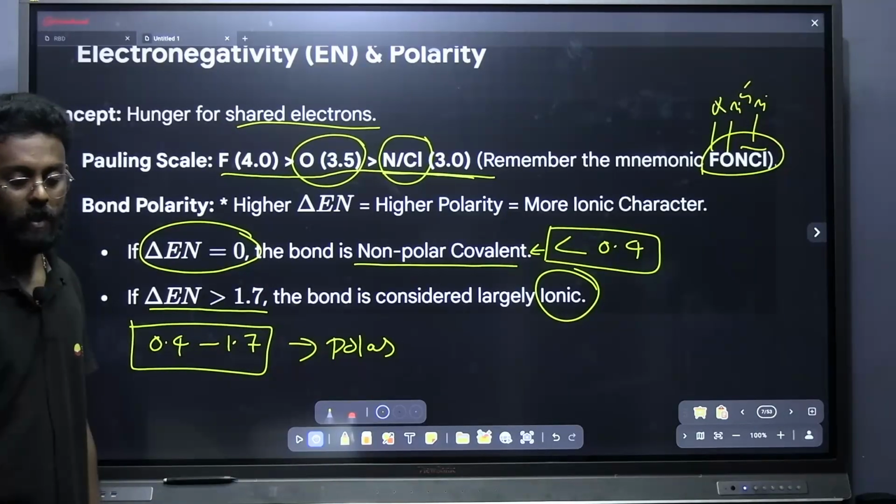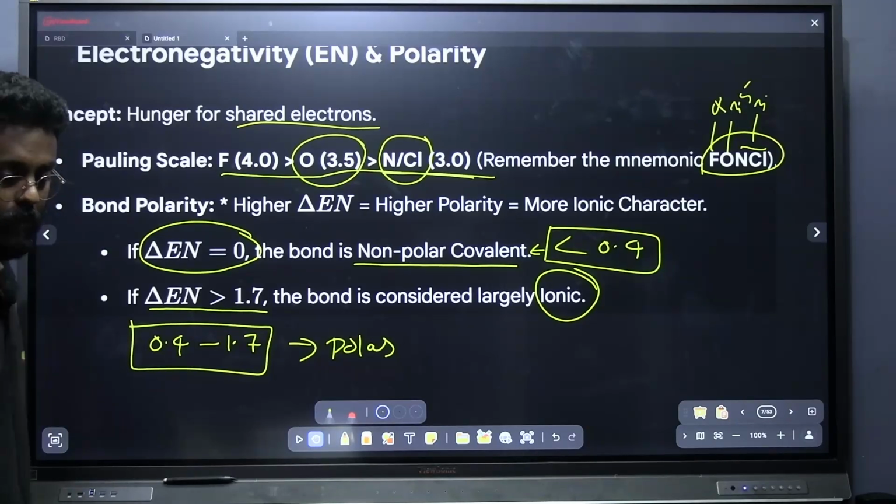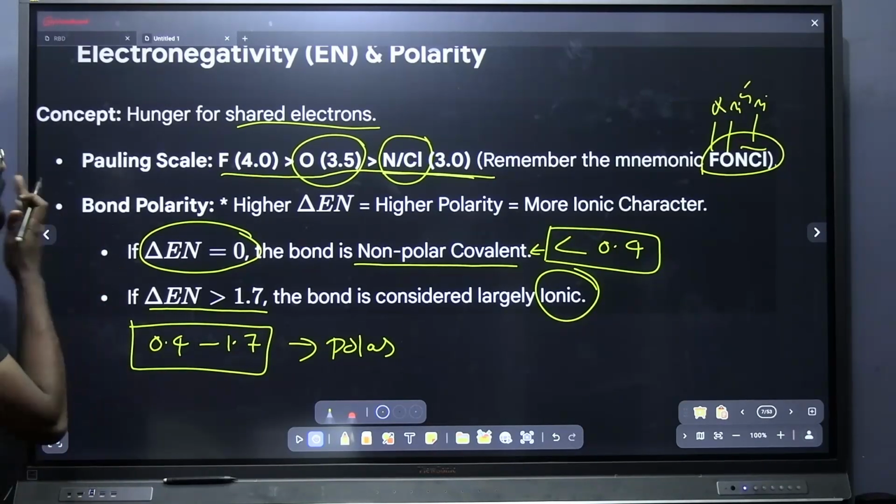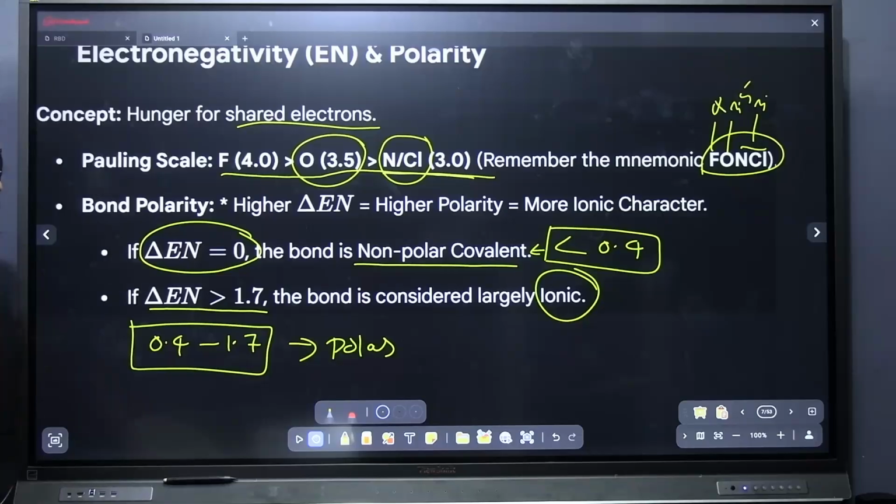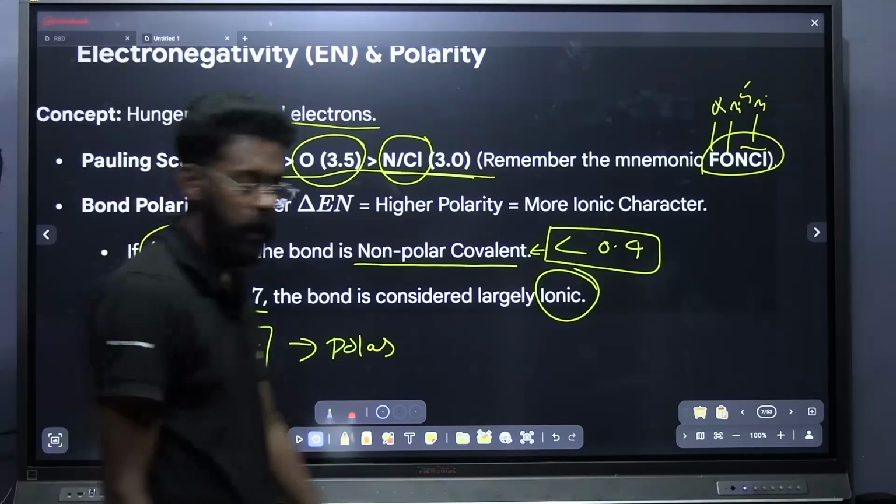Okay, is it done? Okay, these are the points you need to note down in electronegativity. Okay, now we can go into the question.